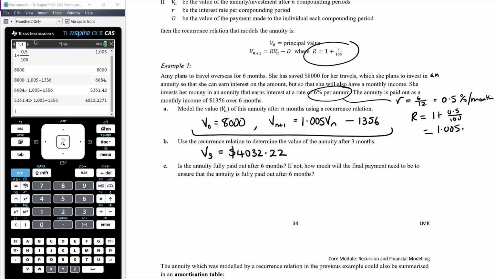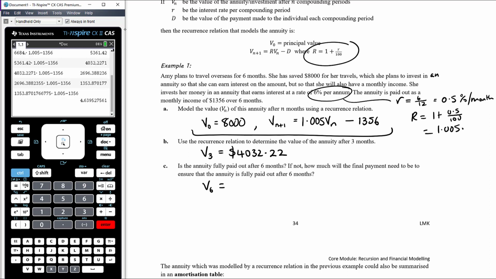Part C, is the annuity fully paid out after 6 months? If not, how much will the final payment need to be to ensure that the annuity is fully paid out after 6 months? Then this is again about adjusting that last payment, which we've looked at a couple of times in previous examples. So let's work out what the value of the annuity is after 6 months. So we're up to 3 months on our CAS. 4, 5, 6. After 6 months, the value of the annuity is $4.64 to the nearest cent.